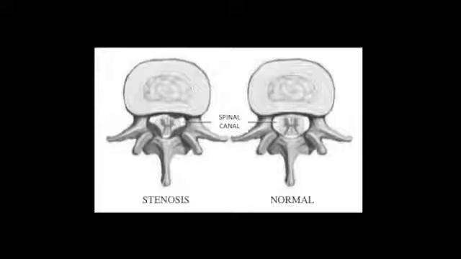Here, we see a bird's eye view of the spinal canal. Clearly, the spinal canal on the left is narrower than that on the right, and thus can be diagnosed with stenosis.